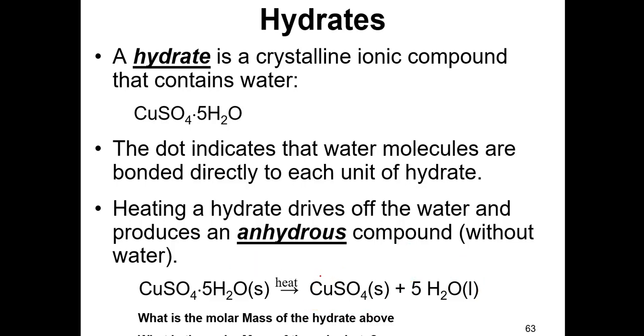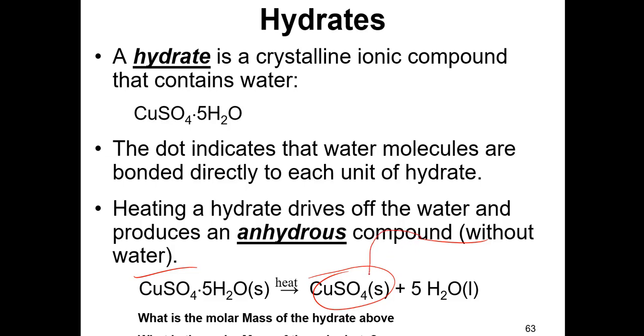So we have these all the time in new clothing. You'll see tiny little plastic pouches, and it absorbs excess water moisture so it doesn't ruin the clothing. They tend not to use copper sulfate. They use some sort of silica instead. And we say that these are anhydrous compounds because they're there without water. We also call these desiccants as well.